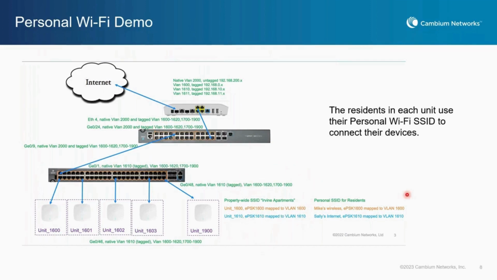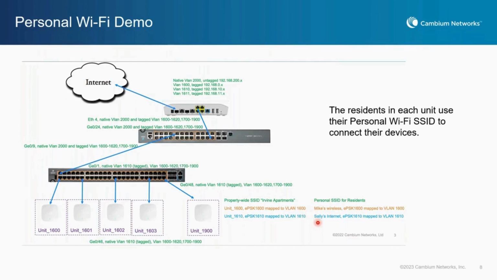So what's new is the personal SSID or the personal Wi-Fi. So for Mike, we will name the personal Wi-Fi SSID as Mike's Wireless, and we will also map those devices to the same VLAN. So this is important to put them into the same VLAN so that devices can see each other even if they're connecting to different SSIDs.